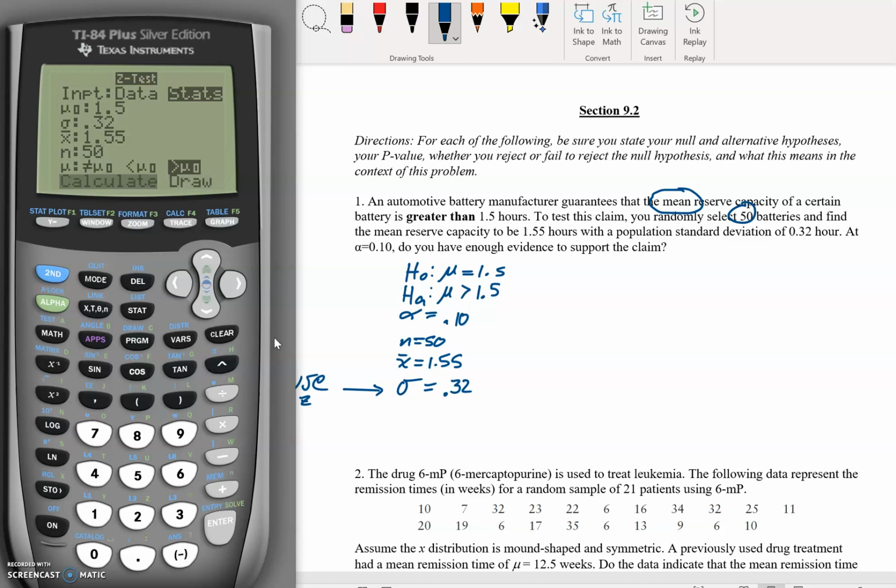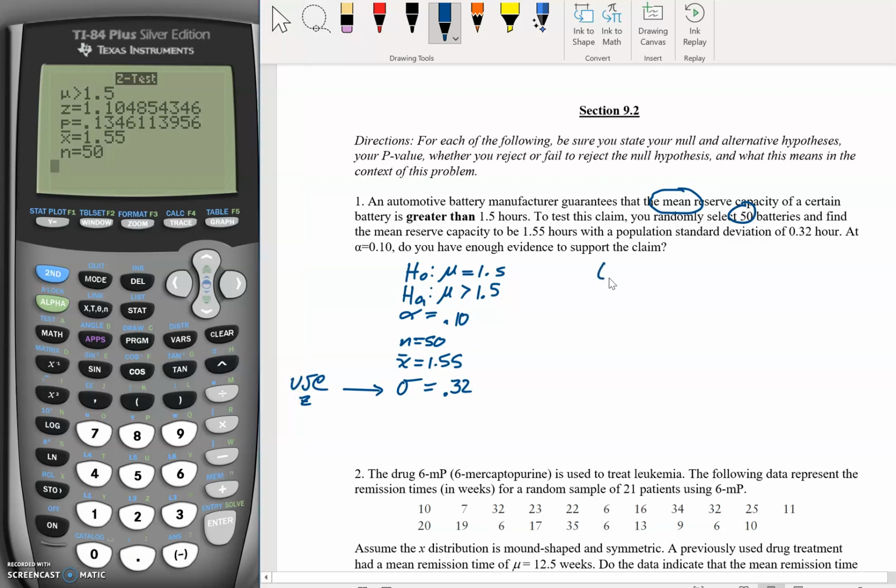So I'm just going to calculate here. And we come up with a couple of things. Our test statistic is Z, the test stat, Z, and sometimes this is something that we want to be able to reference.